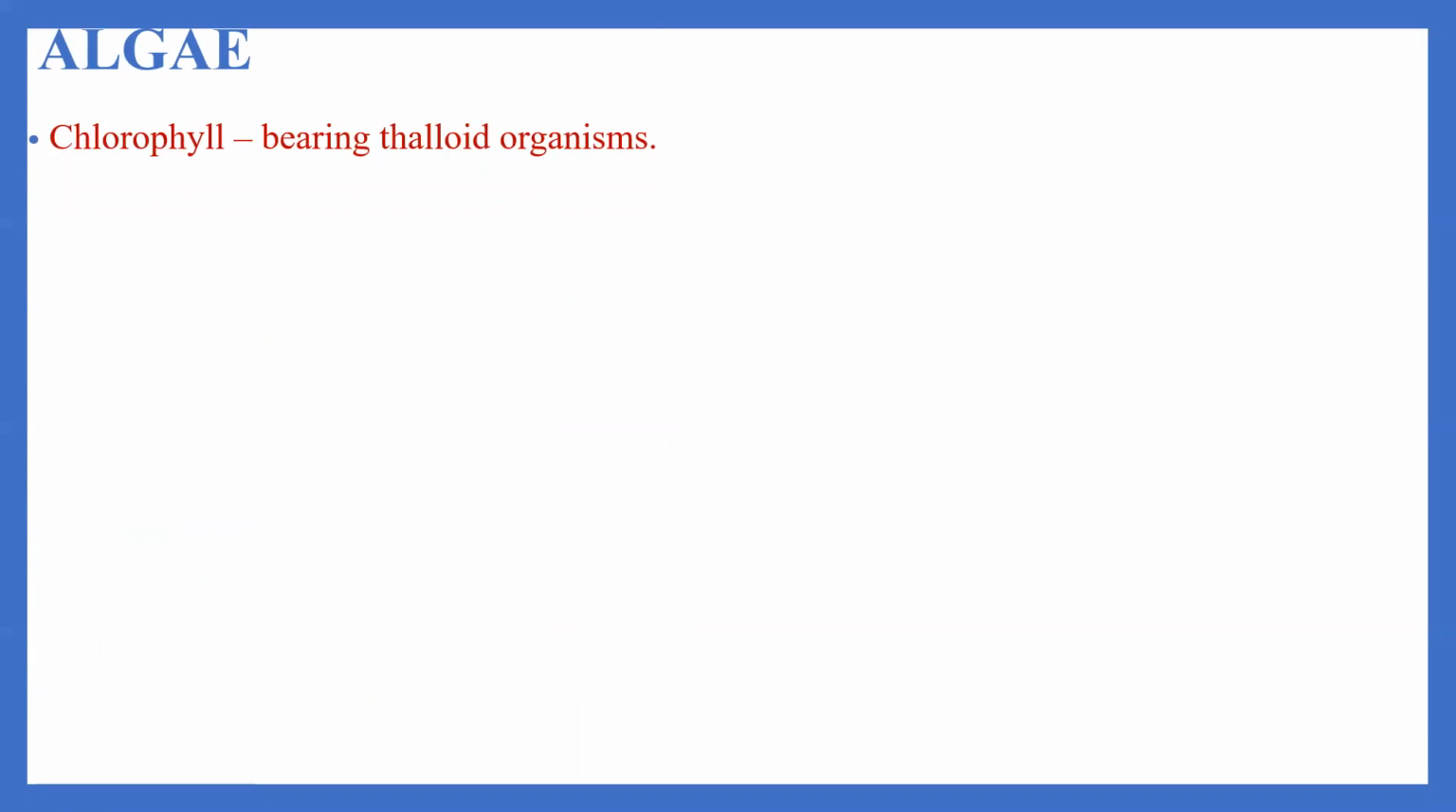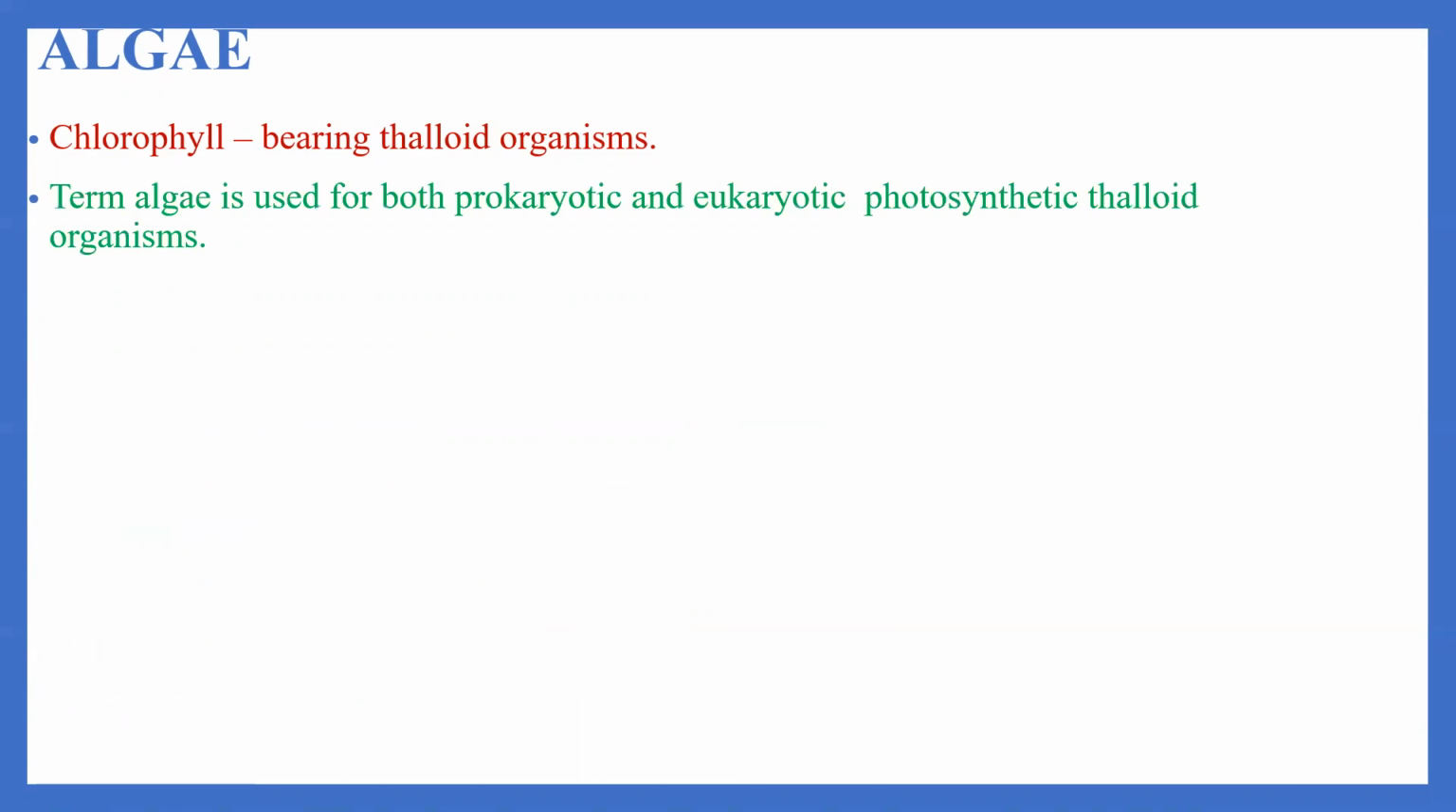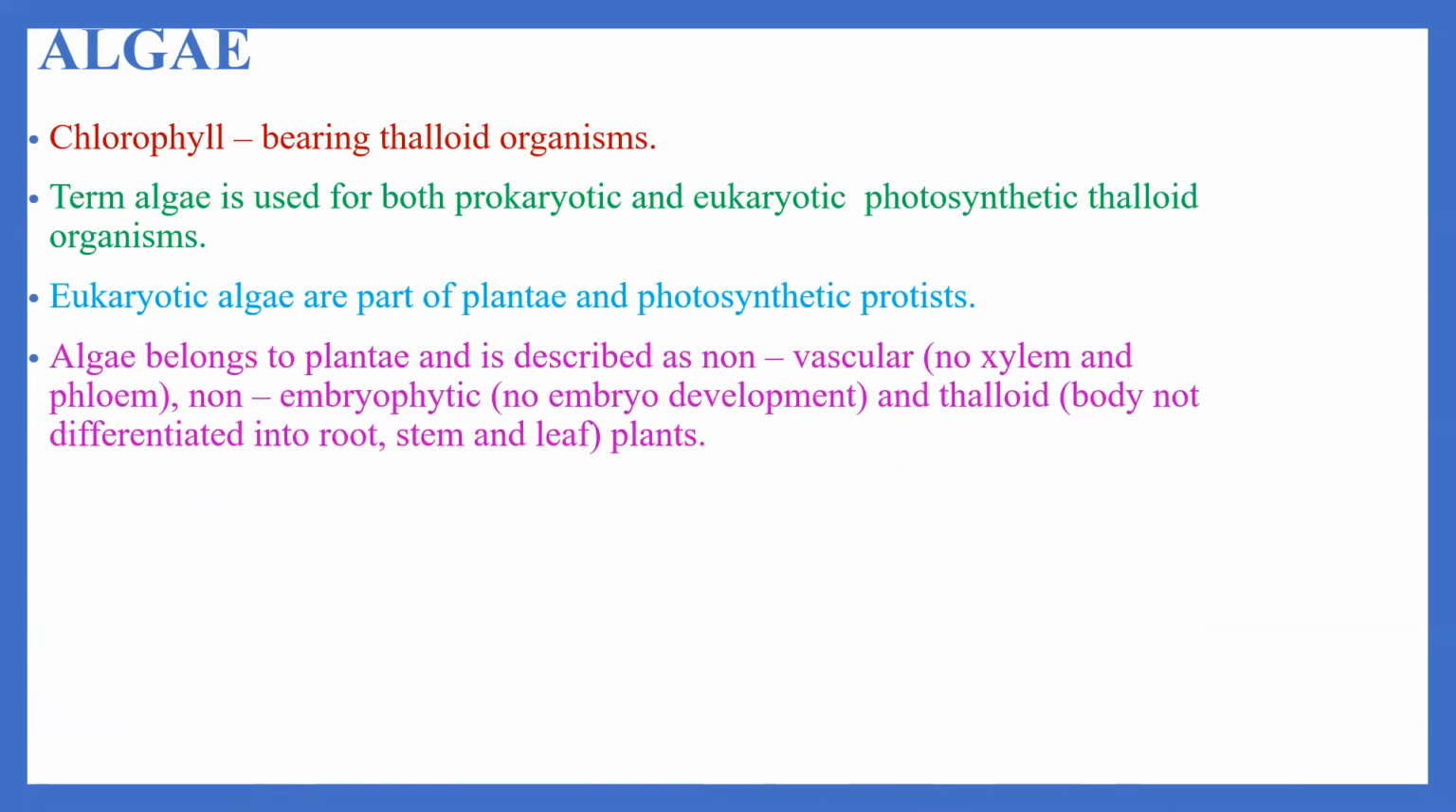So, regarding algae, the first member of eukaryotes. Algae are the chlorophyll-bearing thalloid organisms. The term algae is used for both prokaryotic and eukaryotic photosynthetic thalloid organisms. Eukaryotic algae are part of plantae and photosynthetic protists. Algae belong to plantae and are described as non-vascular, that is, there is no xylem and phloem, non-embryophytic, that is, no embryo is developed, and thalloid, that is, plate-like body not differentiated into root, stem, and leaf.